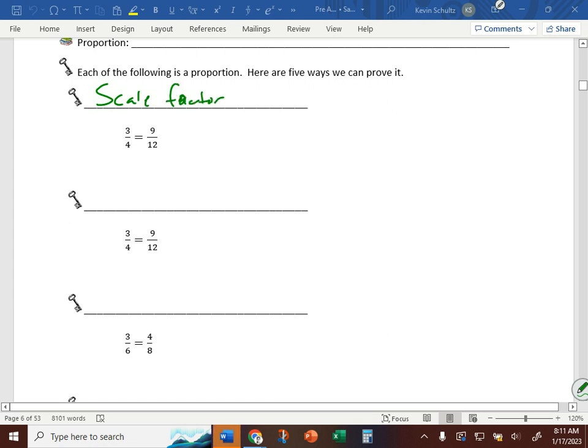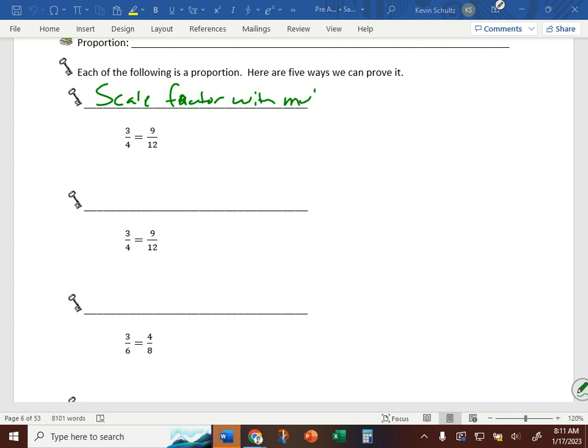Scale factor with multiplication. Okay? Method number 1 to decide or prove or determine if two fractions are proportional is scale factor with multiplication. And what that means is, what Penelope said is that we can take that 4, multiply by 3 to get 12, and we take that 3, multiply it by 3, and that gives us 9. Right? And because that scale factor is the same, we know they're equivalent fractions. Because they're equivalent fractions, we now know we can call it a proportion.